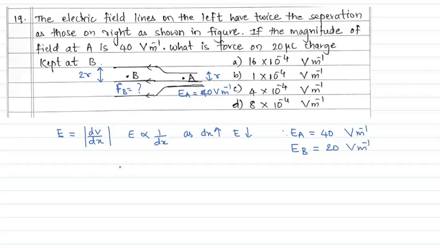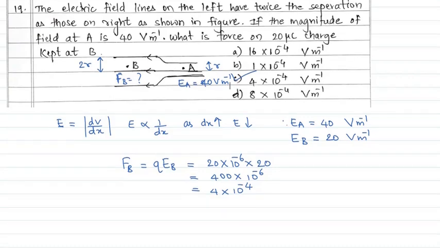Now the force on the charge at B. F at B will be equal to Q into E, that is Q into EB. The charge is 20 microcoulomb, 20 into 10 raised to minus 6, into electric field, which is 20. So this is 400 into 10 raised to minus 6, or you can say 4 into 10 raised to minus 4. Check the options. So option C is the answer, 4 into 10 raised to minus 4.